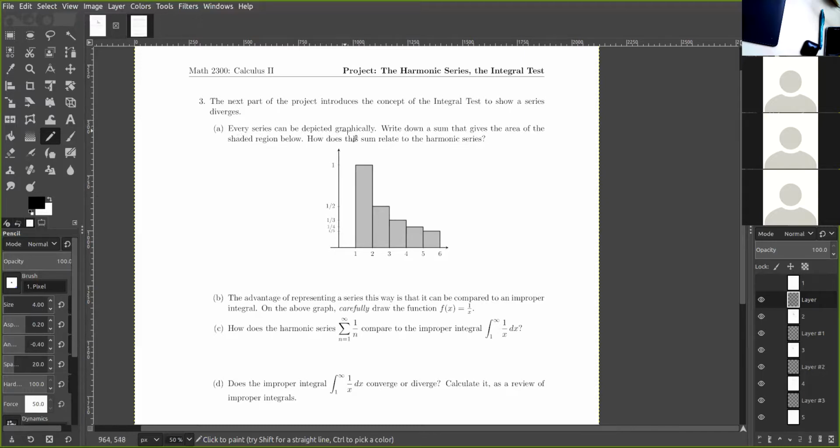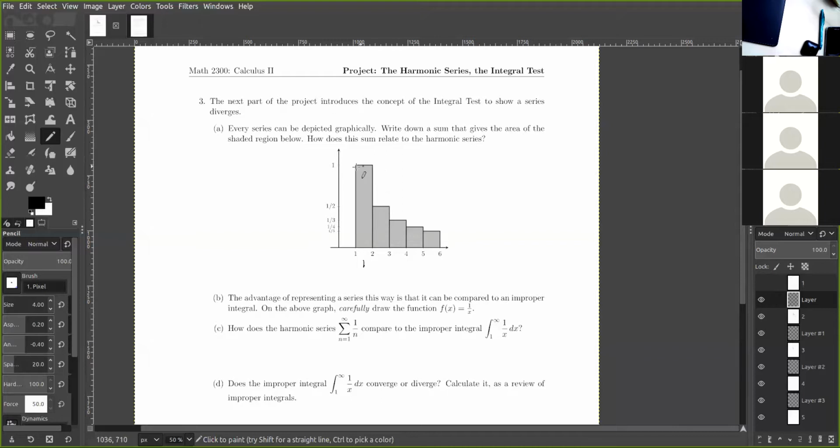Every series can be depicted graphically. Write down the sum of the series that gives the area of the shaded region below. How does this sum relate to the harmonic series? So what we have is this first bar is height 1, and so the sum of this bar is just 1. Notice that the width of every single bar is fixed. It's just 1. This is essentially what's going on with our series: we're really only considering values of the function on the integers.